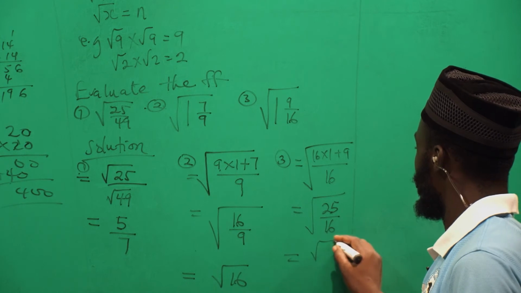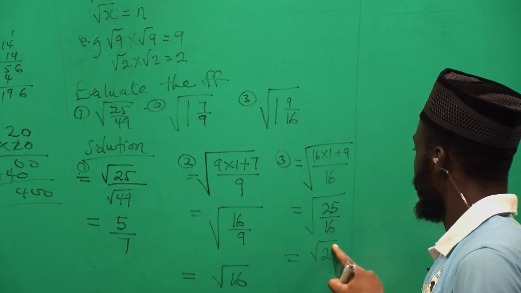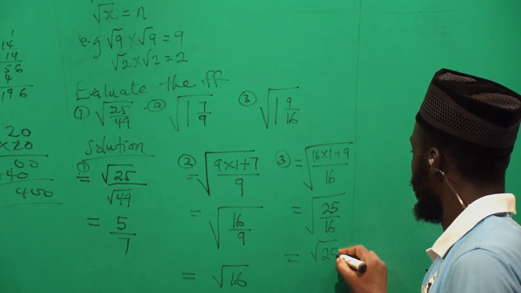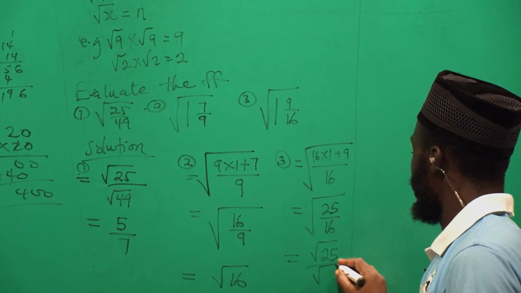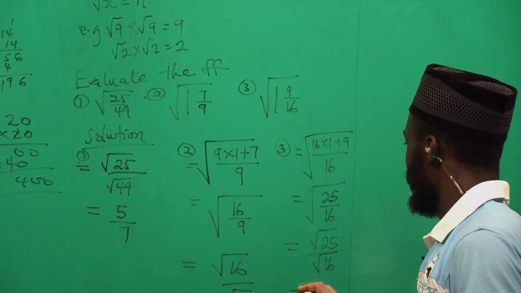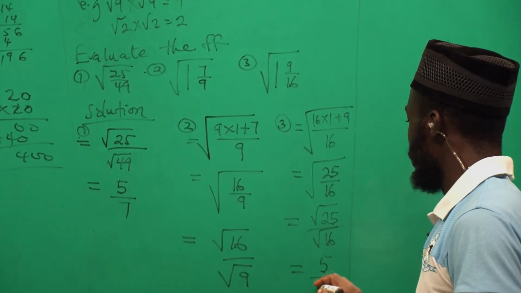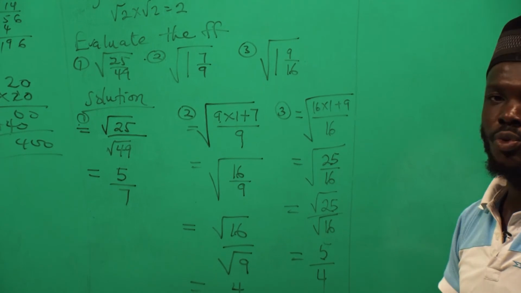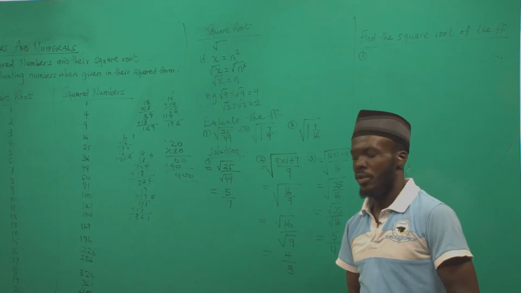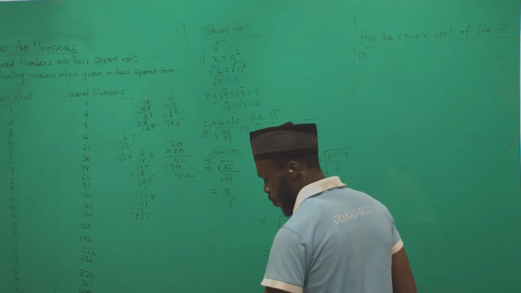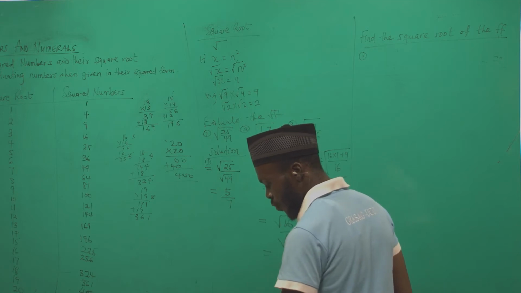That is square root of 25, all on square root of 16. Then square root of 25 is what? 5. And that of 16 is what? 4. I guess you were able to get it correct. Let's take some examples or work and see how that one also works.